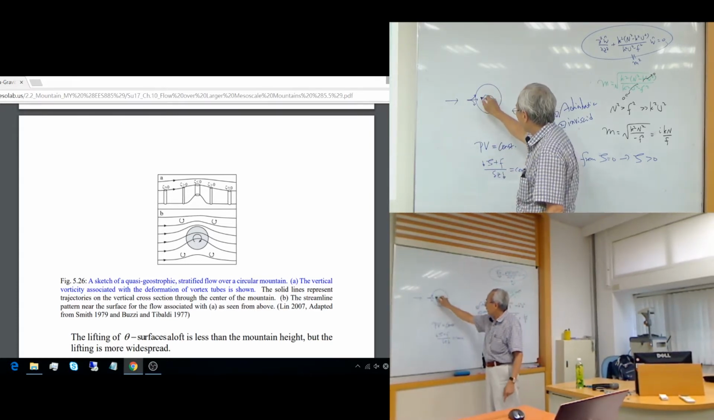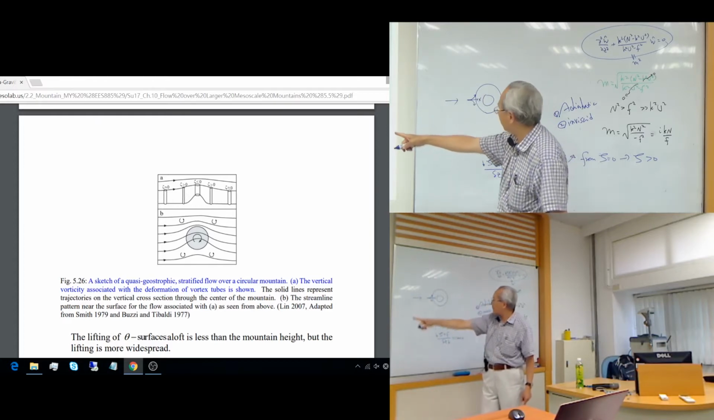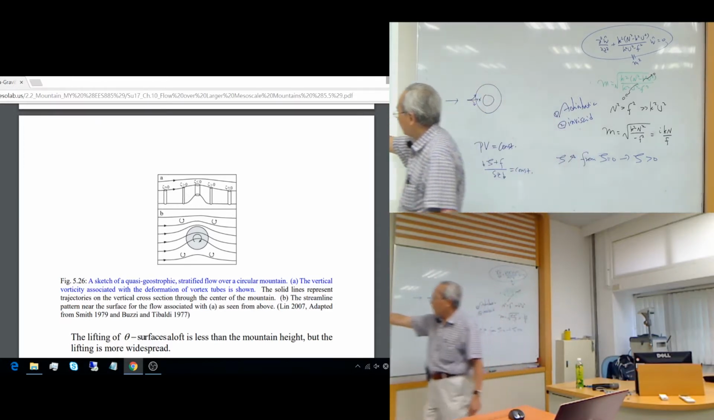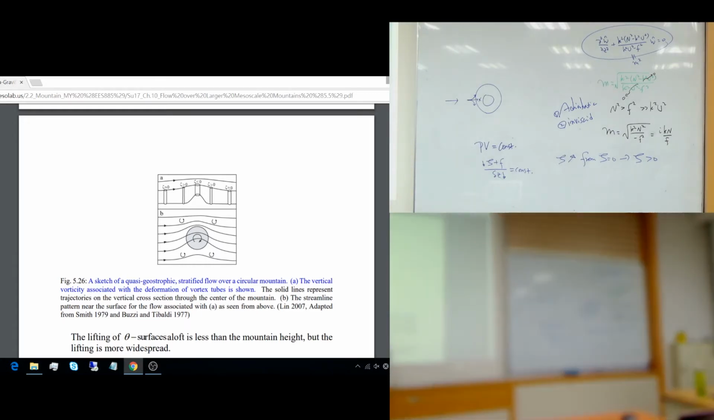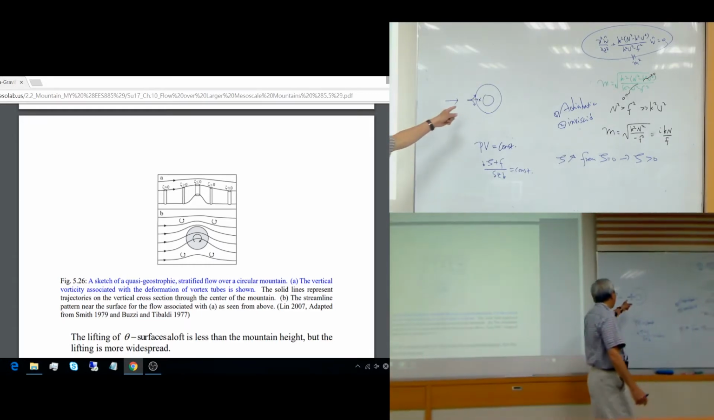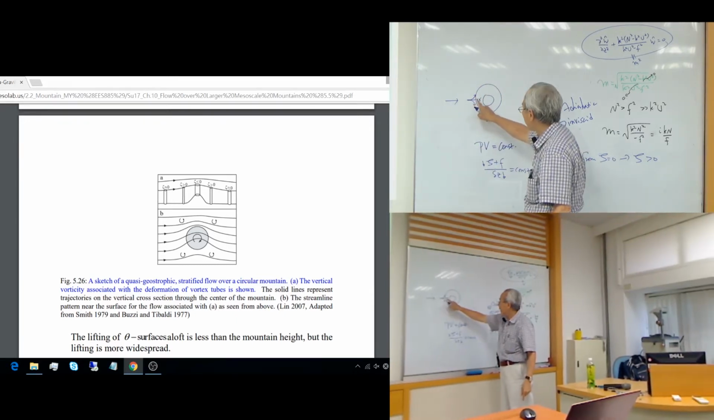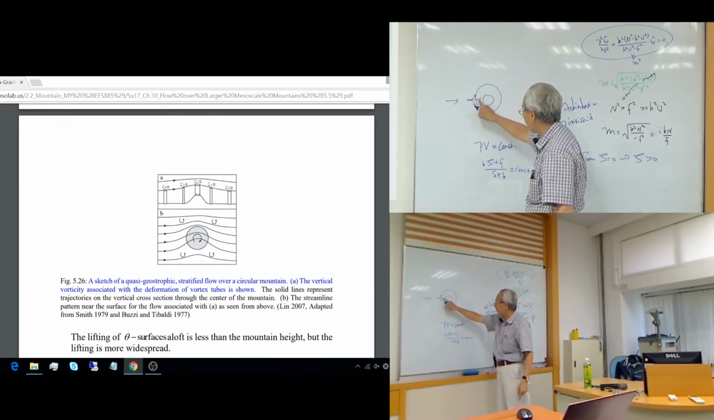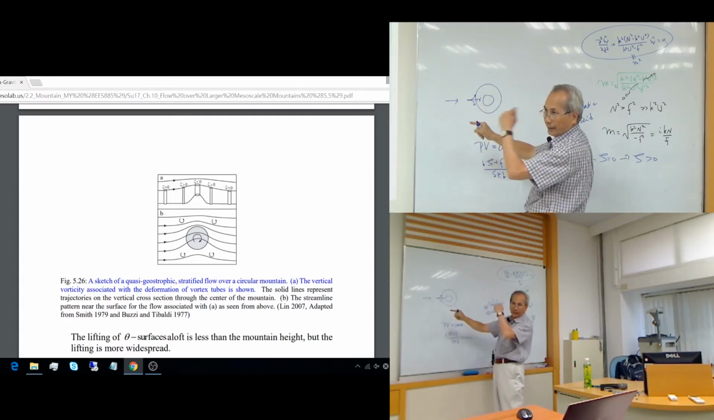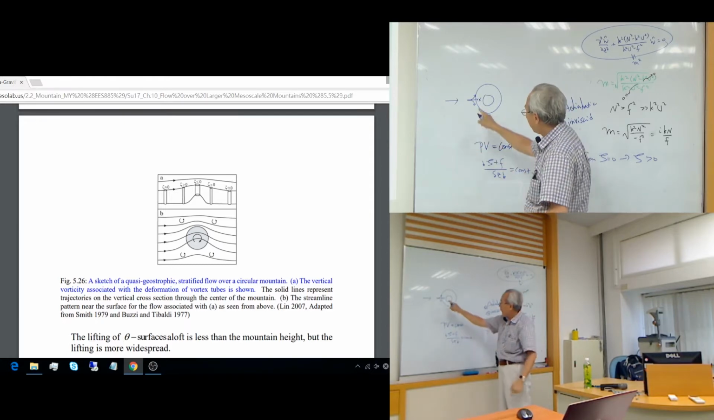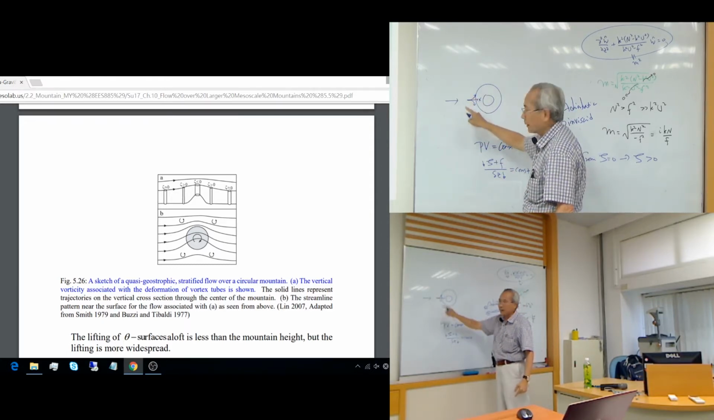This is not the case, right? Because we have zeta become positive. So which one is positive, this one or this one? The straight one is not going to be the case because this is 0, right? A straight line, vertical vorticity will be 0. What about this one? Is this one positive or negative?